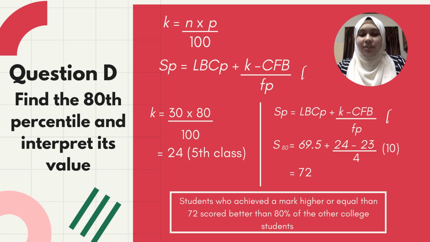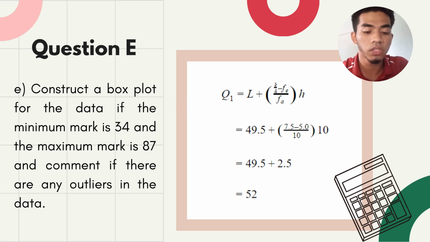And the interpretation of this is students who achieved a mark higher or equal than 72 scored better than 80% of the other college students. That's all from me. Thank you. I will continue with question E. Question E, construct a box plot for the data if the minimum mark is 34 and the maximum mark is 87, and comment if there is an outlier in the data.